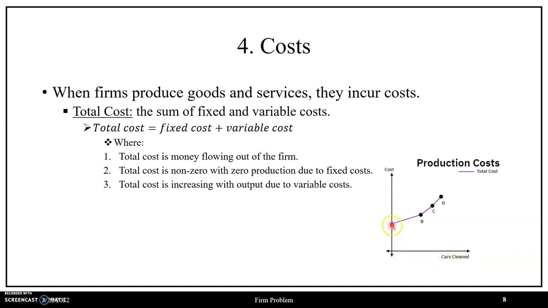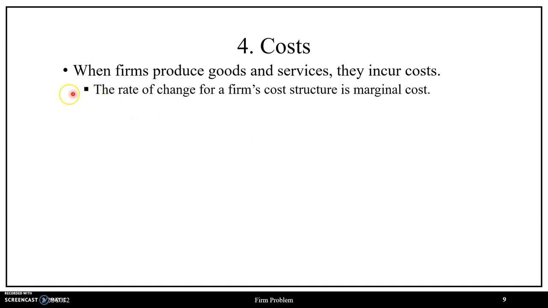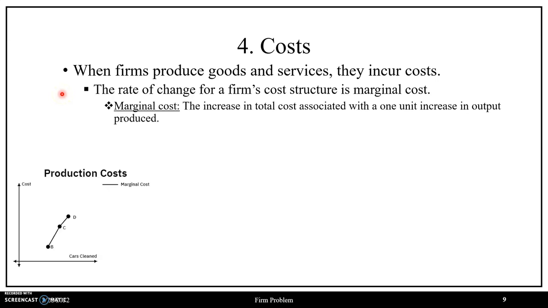We see that total cost is non-zero when production is zero, and this is going to be due to our fixed costs. And we see that as output is increasing, total cost is increasing, and that's going to be due to our variable costs. We have also seen with respect to our discussion of costs that the rate of change for a firm's cost structure will come in the form of marginal cost.